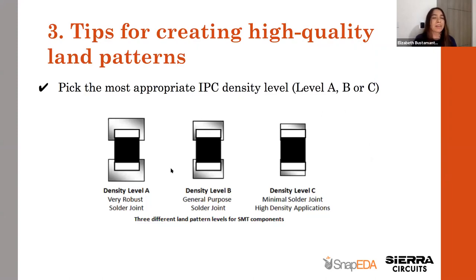Now that we have gone through some of the manufacturing defects, I want to start sharing some very valuable tips for creating land patterns. These tips are going to help you choose the proper land sizes, and help you choose the best component based on your needs and your circuit application. The first tip is that you need to ask yourself, what am I going to do? What is my product about?